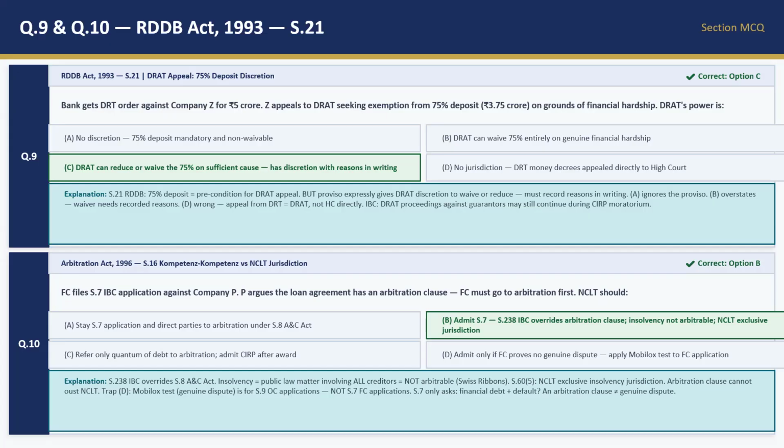So what NCLT should do in case an application is filed on default and application is complete, then NCLT should admit the section 7 application, because section 238 of the IBC overrides any other act including Arbitration Act. So it overrides the arbitration clause, and insolvency is not arbitrable, and NCLT has exclusive jurisdiction to decide matters regarding insolvency.